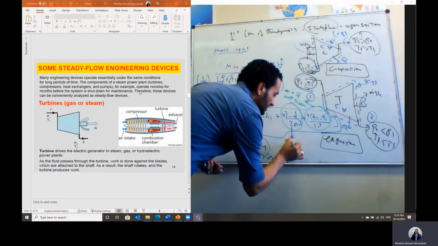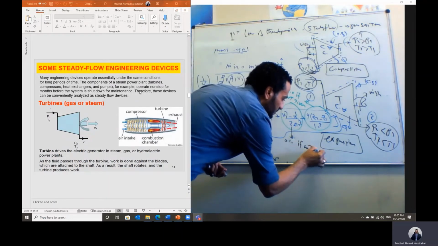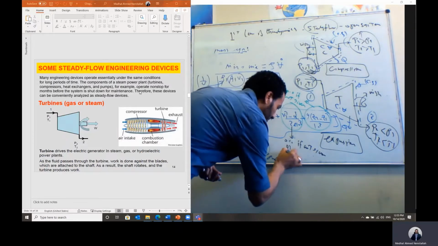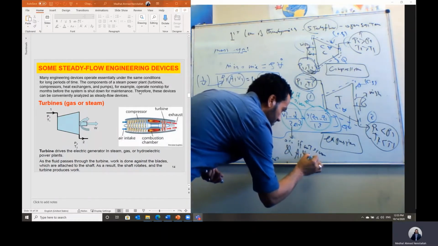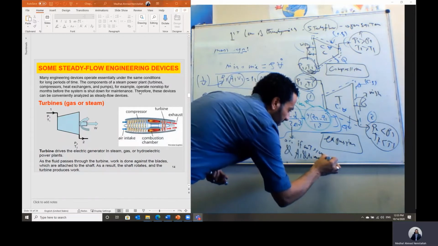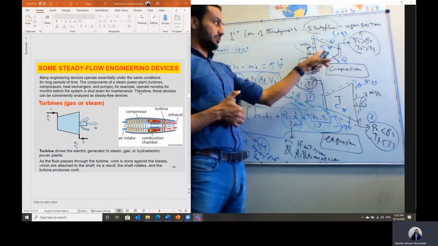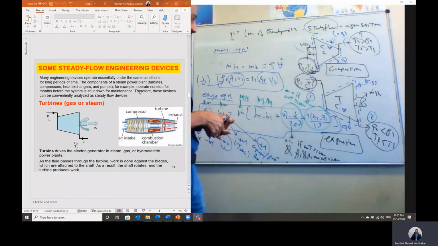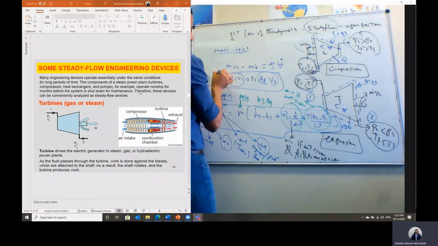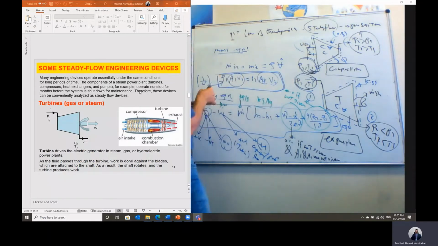This term will be neglected if not given as well, and also if area A1 and A2 are not given. Because if he gives you area A1, the area of the inlet section of the turbine or compressor, and area A2, the outlet area, then I have to calculate the velocity by applying the mass equation. So m dot inlet will equal m dot outlet, or rho 1 A1 V1 will equal rho 2 A2 multiplied by the velocity V2.